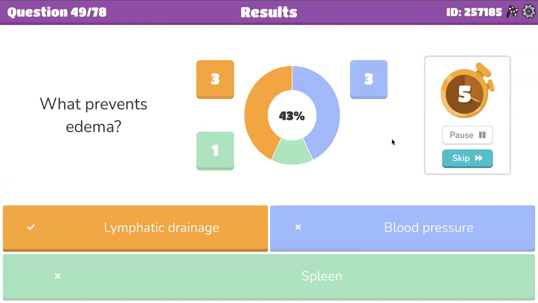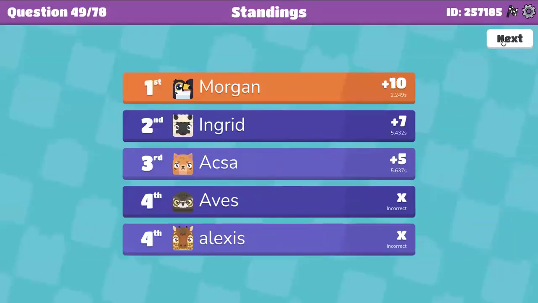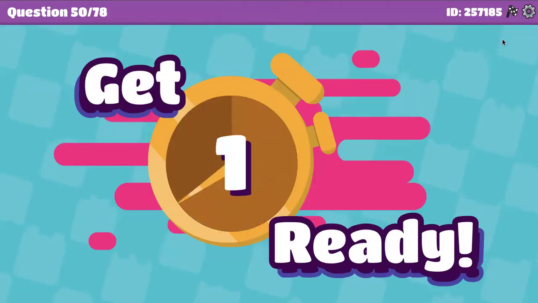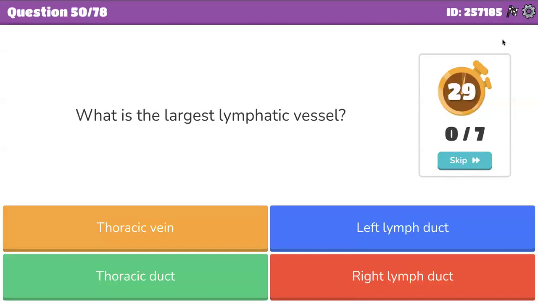What prevents edema? Yep, lymphatic drainage. And that can mean just walking around, doing some jumping jacks, any kind of movement prevents edema or typical cases of edema. Some people do, like when you wear compression socks, that helps too. What's the largest lymphatic vessel?